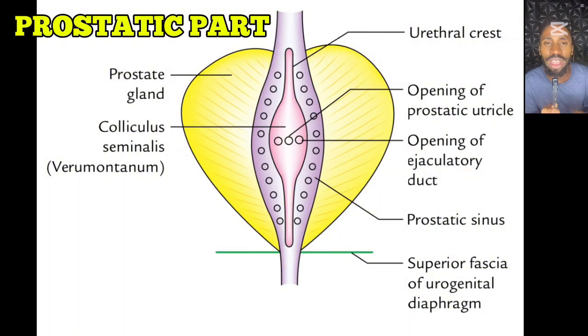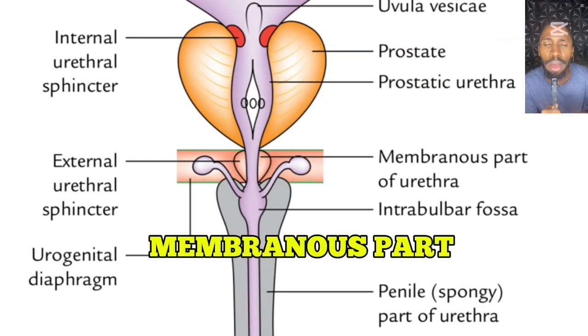Now the next one is the membranous part of the urethra. The membranous part is the least dilated and narrowest part of the urethra. It's just 2 centimeters long, and it traverses the urogenital diaphragm. It also pierces the perineal membrane. It contains voluntary fibers, which are skeletal muscle fibers, which allow you to control your urination.